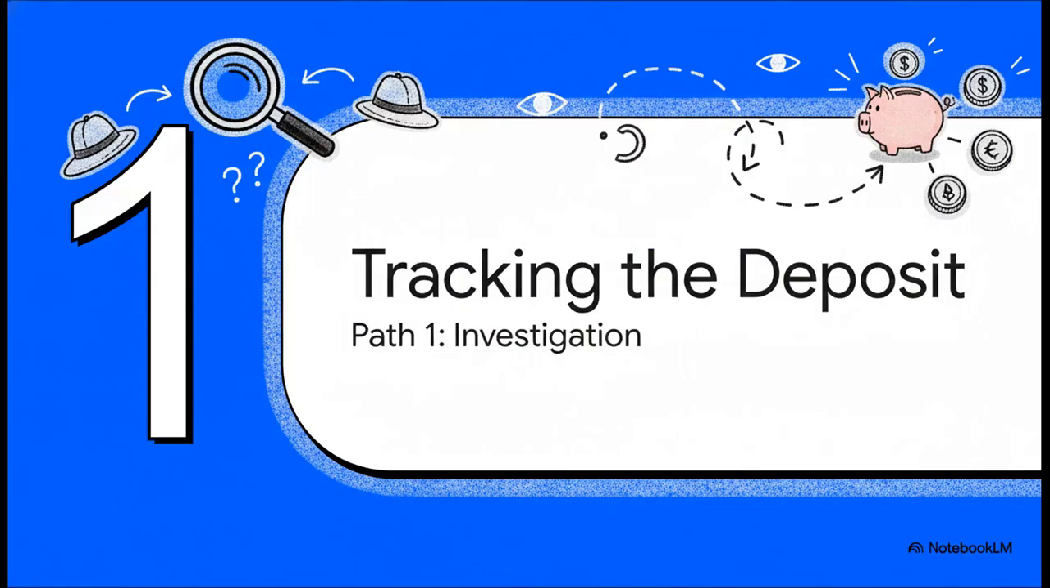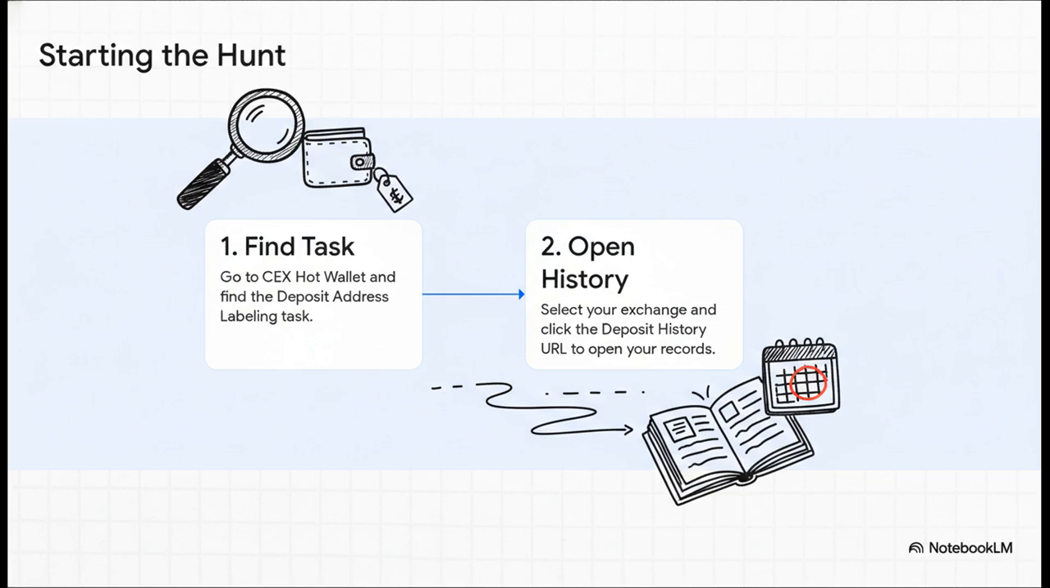All right, time to put on our detective hats. Let's start tracking that deposit trail. This is really where your attention to detail is going to pay off. First things first, you're going to head over to the CEX Hot Wallet section. Look for Deposit Address Labeling. Once you click Contribute, just pick your exchange and open up your deposit history.